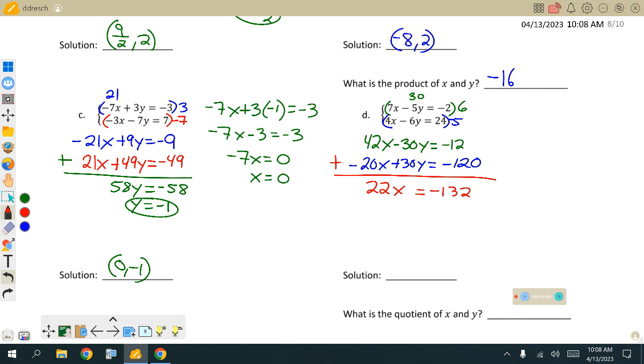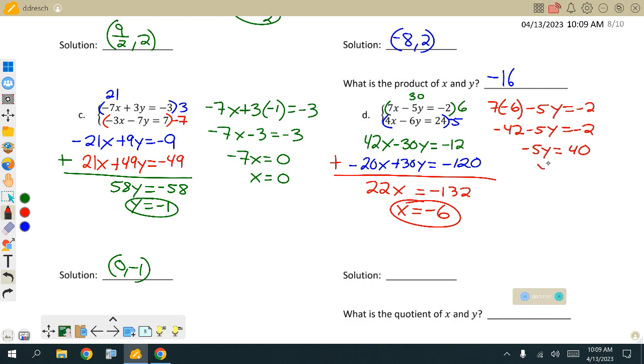Divide by 22, and x equals negative what? Negative 6. All right, go back to the originals. What do you want to do, top or bottom? Top. You've got x, cool. 7 times negative 6 minus 5y equals negative 2. Again, I always like going back to the originals just because of the size of the numbers. And then it's a what? Add 42, which is what? 40. And then divide by negative 5, which is a negative 8. So what do we have it at then? Negative 6, comma, negative 8.